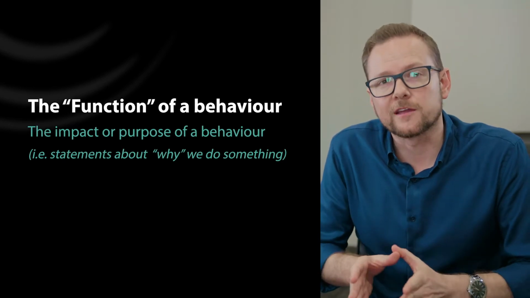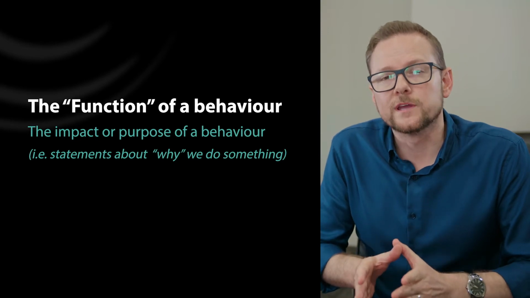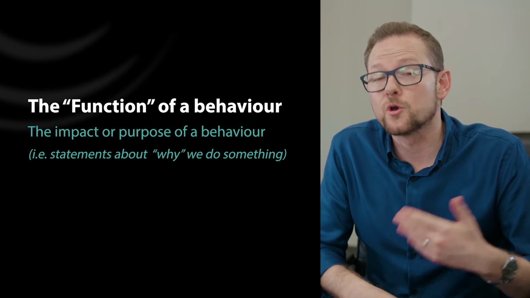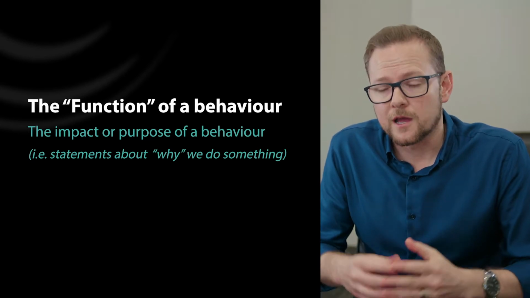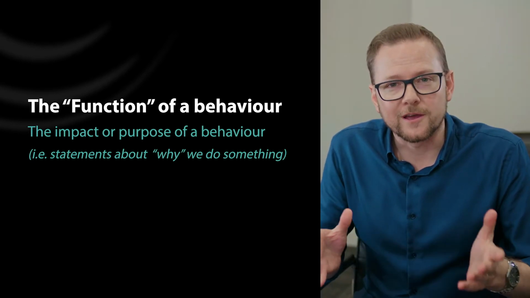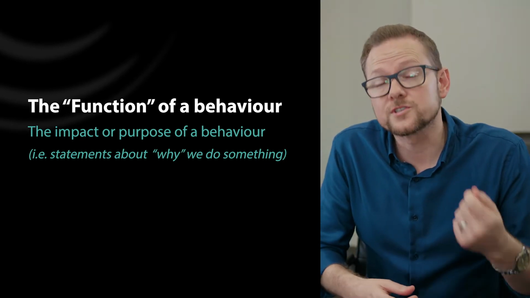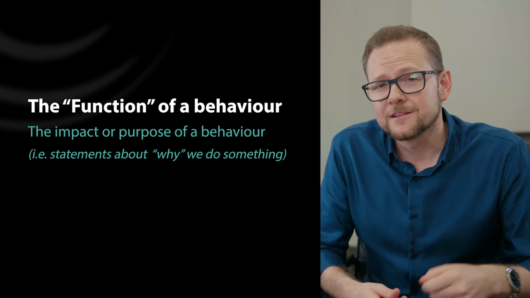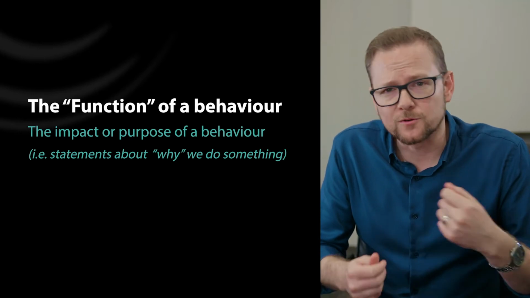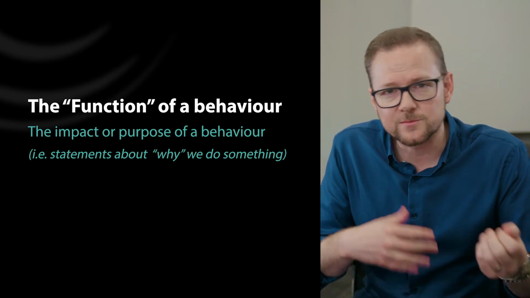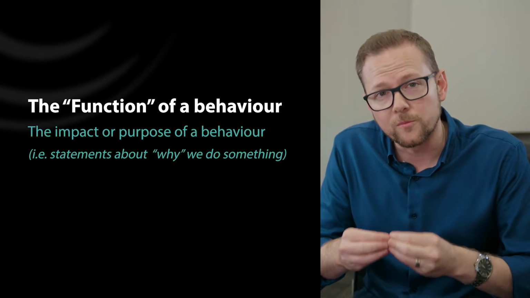The function of a behaviour is more to do with the consequences of a behaviour or the impact that a behaviour has or the purpose of a behaviour. If we use a common example of, say, eating, eating has form and function. You might watch someone eating and you can see how much they eat, how big of a mouthful they take, or how long it takes them to eat. Those are all examples of the form of their behaviour. But the function of eating is a different thing entirely.